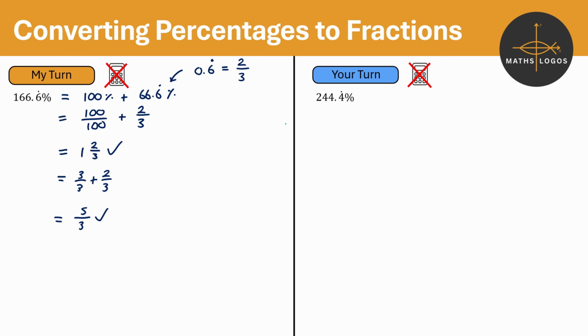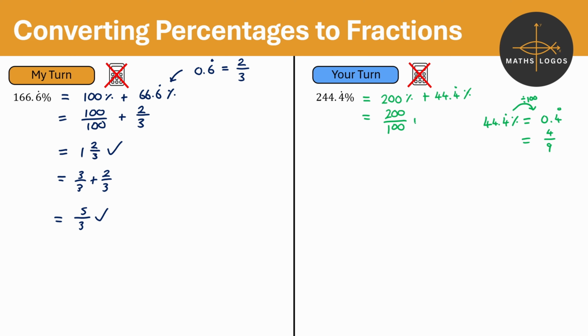Pause the video and give this question a go. All right, let's run through your answer. So we've got 244.4%. Let's start by writing that as 200% add 44.4%. The 44.4 recurring percent. 200% is 200 over 100, and 44.4 recurring percent I should recognize as being equal to 0.4 recurring. Just simply divide by 100 to turn it into a decimal. And 0.4 recurring is equal to 4/9, like that.